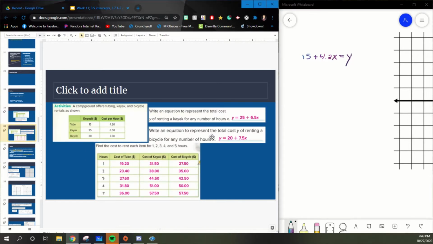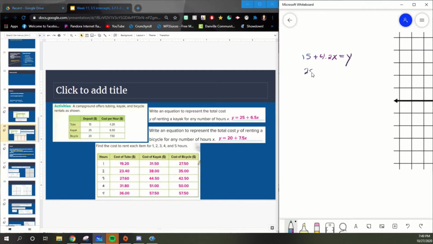So we can do this for all of these. For a kayak, it would be 25 plus $6.50 for every hour is equal to y. For our bicycle, it'd be $20 plus $7.50 an hour is equal to y. And then we could calculate for how many hours in different situations. But this is how we can represent multiple systems with the same kind of equations.